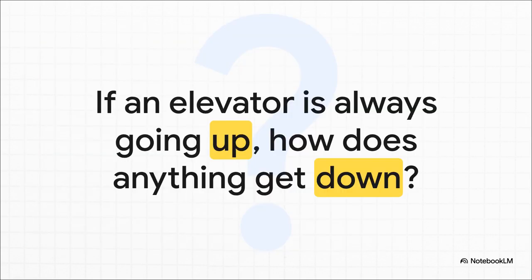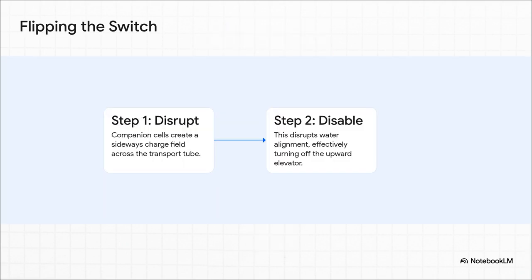Okay, fine. So there's a powerful elevator that's always going up. That explains how things get to the top leaves. But plants also have to send sugar and nutrients down to the roots. How does anything get off the elevator and go to a lower floor? Well, the theory proposes that the plant is actually smart enough to turn the elevator off when it needs to.